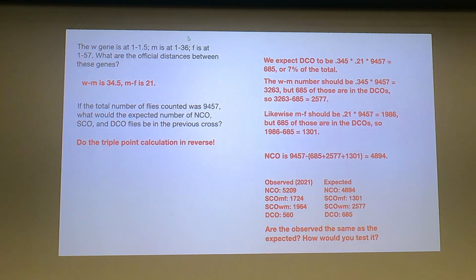And here again, there's what last year's class observed, and this is what they expected. We did that calculation for them right here. Are the observed the same as the expected? You're saying no? How can you say no? You don't know yet. How would you test that? Chi-square. Yeah, we have to do a chi-square.